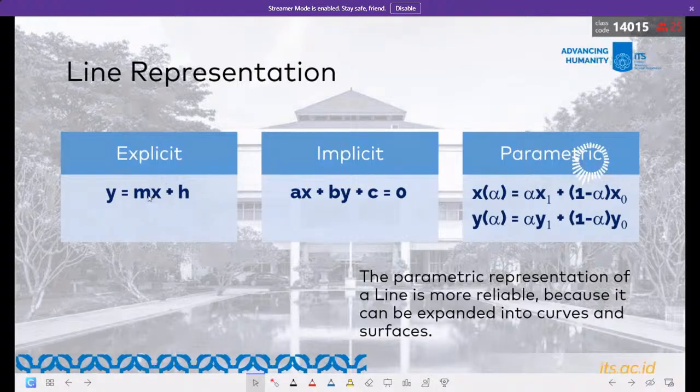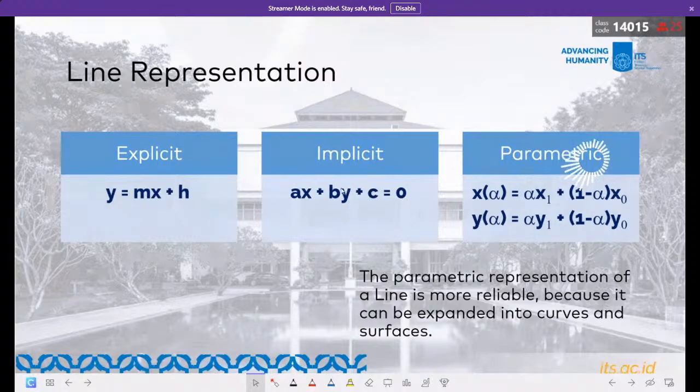Jadi di representasi eksplisit ini tentunya teman-teman masih ingat ya. Kita menggunakan M sebagai derajat kemiringan, kemudian H ini titik potong dengan sumbu Y. This is the explicit representation of line. And in the implicit, you just need to move the whole variables to one side and then leave zero on the other side, something like this. This is the implicit one.